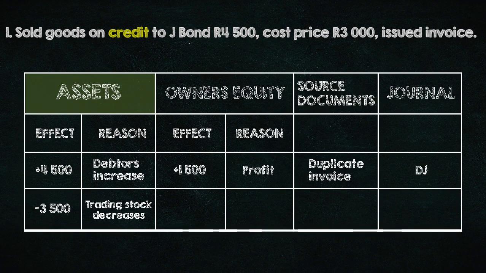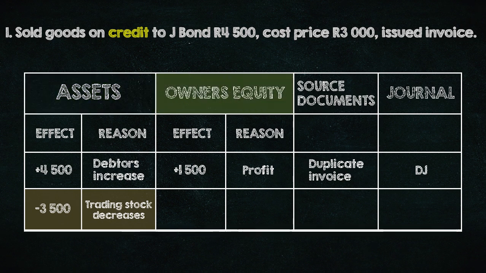So let's look at the assets. Debtors are a current asset to the business because they owe the business money, which they must pay back in the future. Debtors increased with a selling price of 4,500 Rand. The trading stock, which is also a current asset, decreases with the cost price because it is sold for 3,000 Rand, which means that it leaves the business, so the assets are less.